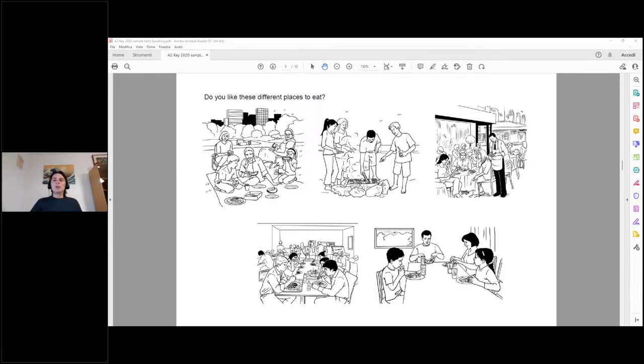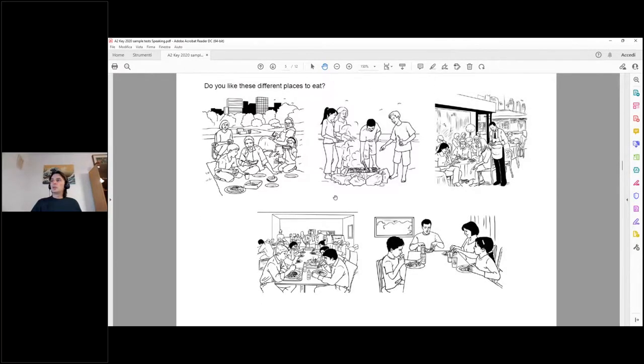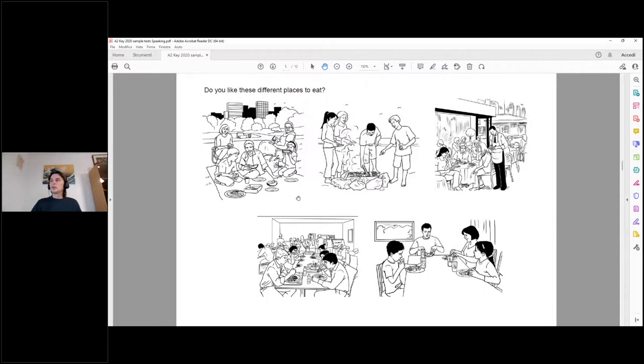Okay. This is the end of the exam. So after you have asked questions to each other about these pictures, the examiner is going to ask you another question that's related to the pictures, and that will be the end of the exam. So the exam is not very difficult, as I said earlier. Not difficult at all, in my opinion. But we have another test that we can practice, actually.